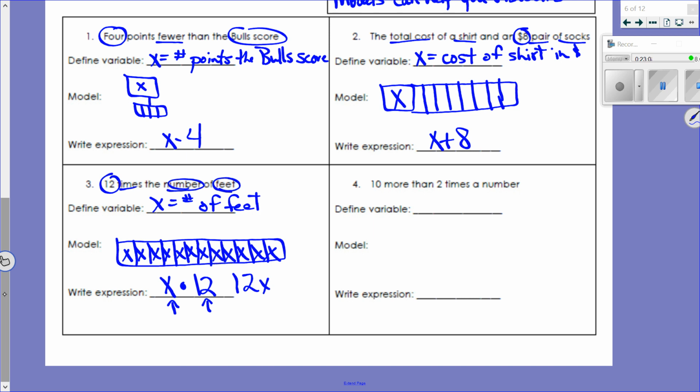So, yes, it does matter. When I am writing a multiplicative algebraic expression, I never put the variable first because I don't know how to model that. I don't know how many groups of 12 I can put in there, do I? But I do know how many groups of X I need to put, don't I? Because we call this number a special name. What do we call that?